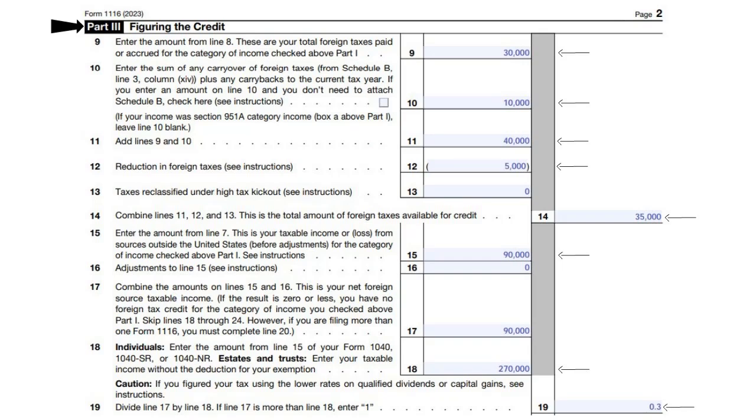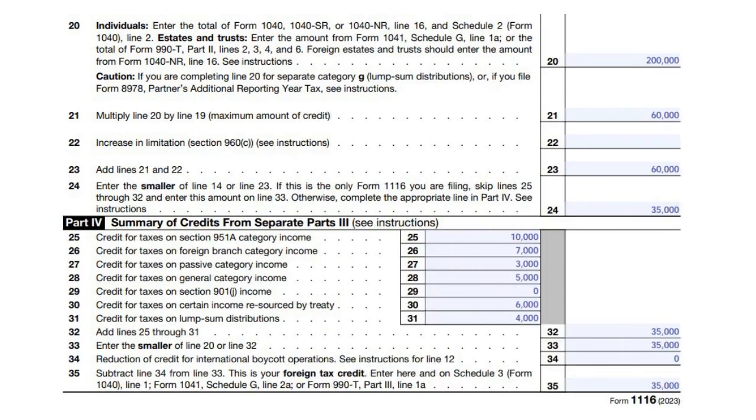Pretty straightforward. In the next screenshot, this is line 20. We have individuals, so you put the amount that you had a little earlier, $200,000. When you follow the math, you multiply line 20 by line 19. Remember, you have 200,000 times 0.3, so you have $60,000. Okay, so this is lines 21 and 23.